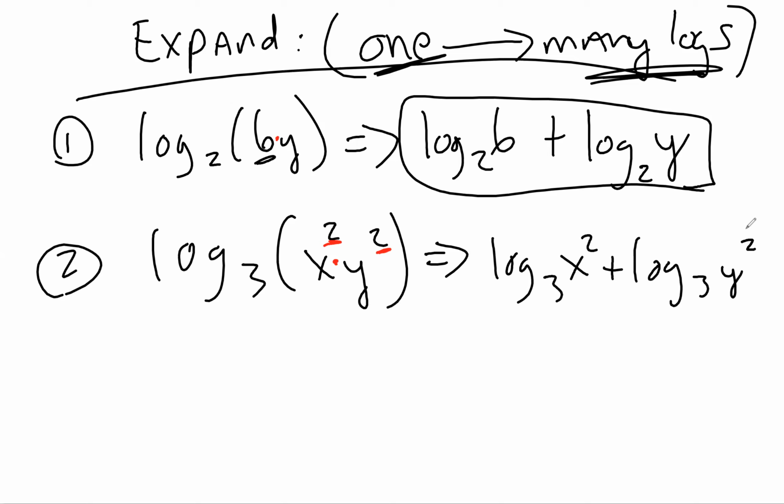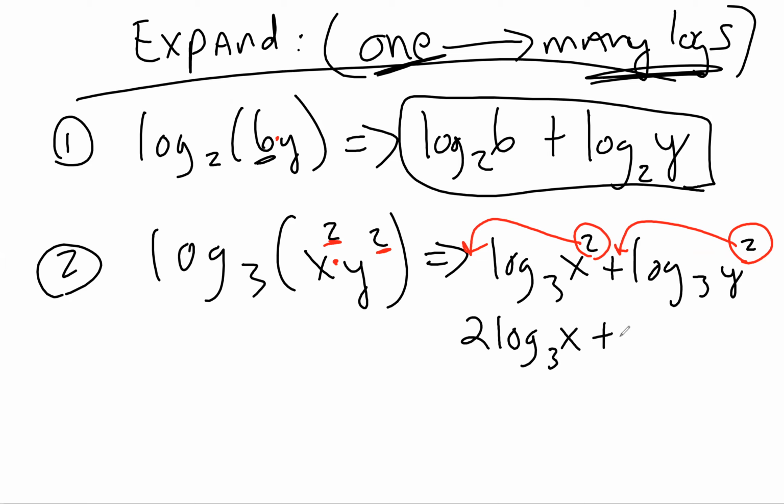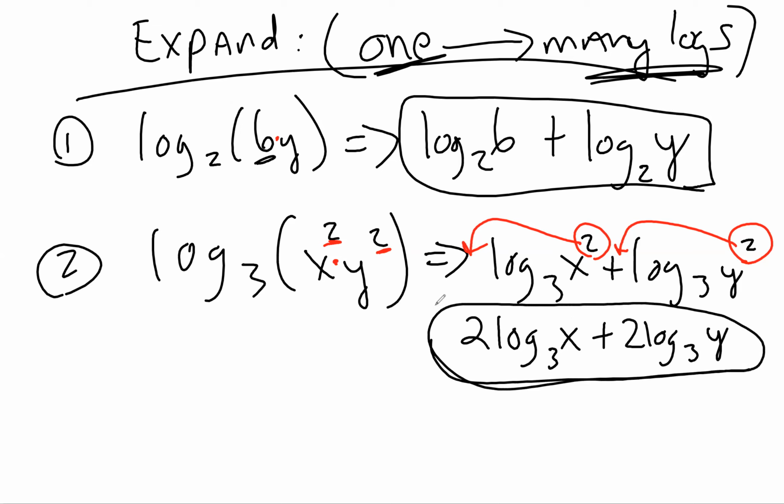Now we have powers, these little guys. When we have a power being raised up, we have to turn it into multiplication. So this little guy is going to come out front, and this little guy is going to come out front. We're going to rewrite this whole thing as 2 log base 3 of x plus 2 log base 3 of y. And this is my final answer. So take a second, look at these two.